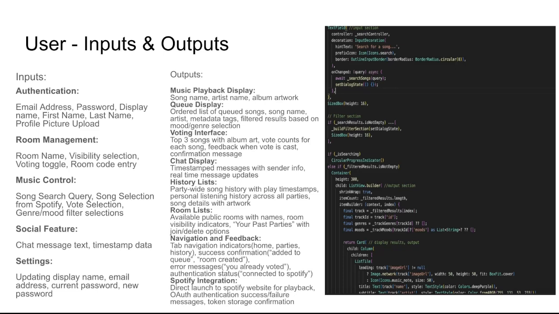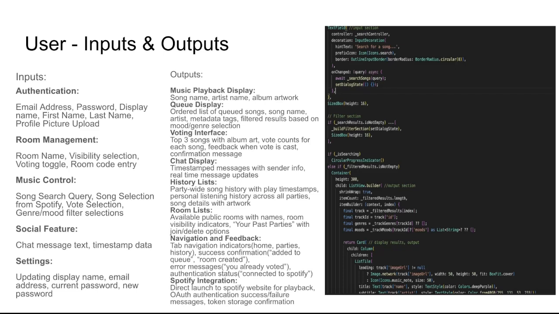Playback displays show the current song name, artist, and album artwork. The queue display presents an ordered list of songs with metadata tags and filtered results based on mood or genre selections. The voting interface shows the top 3 songs with album art, real-time vote counts, and confirmation messages for when votes are cast. Chat displays the timestamped messages with sender information and real-time updates as well.